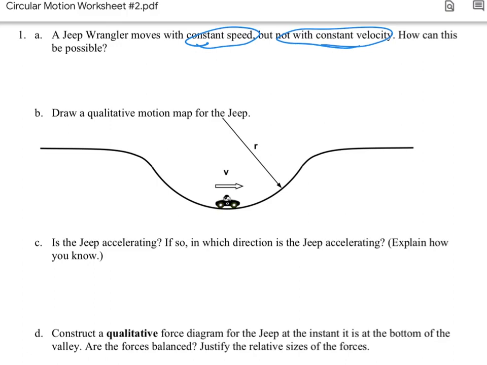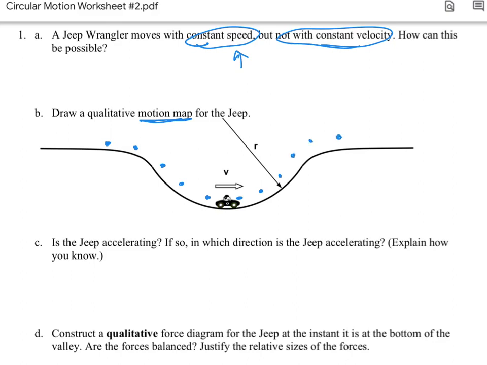Draw a qualitative motion map. Okay, you guys know what a motion map is. That's a dot representing the position of the object for every second. So it's not just for that one location. A motion map is over the course of its journey here, and they're most interested in where it is as it's moving along. I'm just going to draw evenly spaced dots. And why are they evenly spaced? Because it's moving with constant speed. So every second, it's covering the same amount of distance.